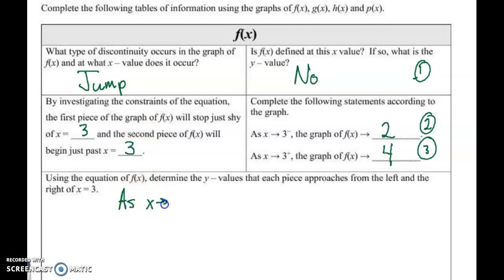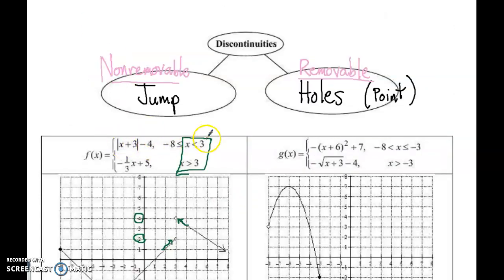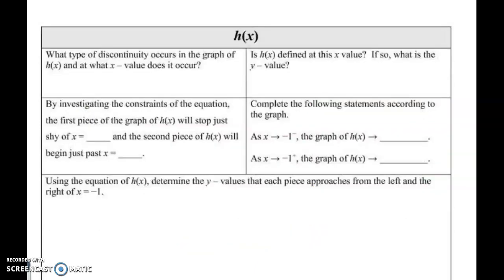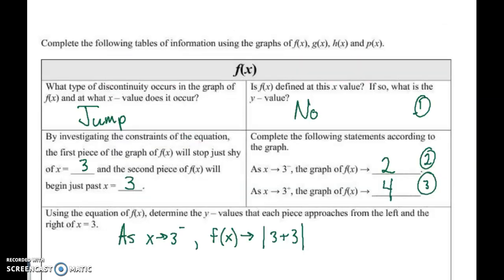As x approaches 3 on the left, we're using f of x for the top equation. So the top equation is 3 plus 3, and let me write out the work. Whoops, I went the wrong way. And then minus 4. So 3 plus 3 is 6, minus 4 is 2. You see how the numbers match up. I hope you're picking up on everything.